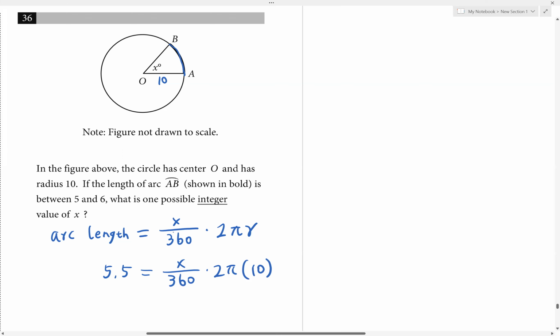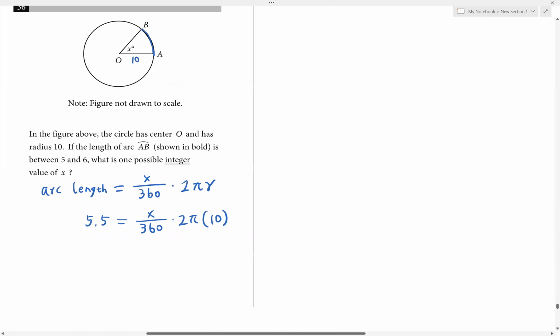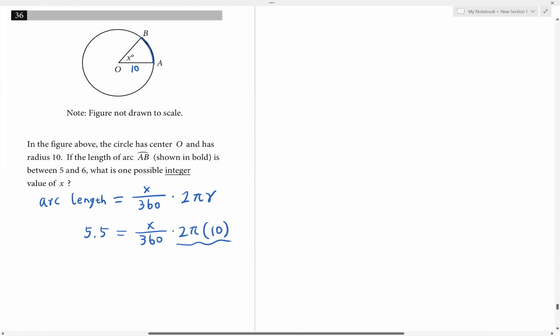Plugging into the formula, we get 5.5 equals x over 360 times 2 times pi times 10. Then we can solve from here. Let's multiply out 2 times pi times 10 in the calculator. You can approximate pi as 3.14, or use the pi button on the calculator. That should be approximately 62.83. Let's give it 2 decimal places, so we try to avoid any rounding error.